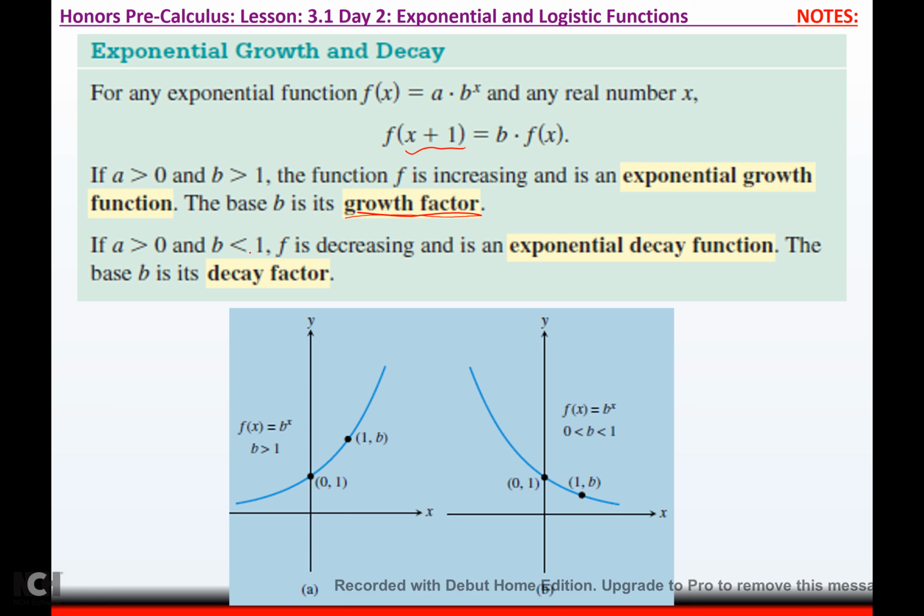If a is greater than 0 and b is not less than 0, they don't mean negative. They mean between 0 and 1, because remember, b can't be negative. But if b is between 0 and 1, meaning like a half or 2/3 or some sort of a fraction, then you're going to have decay.